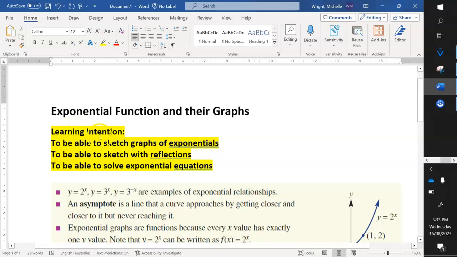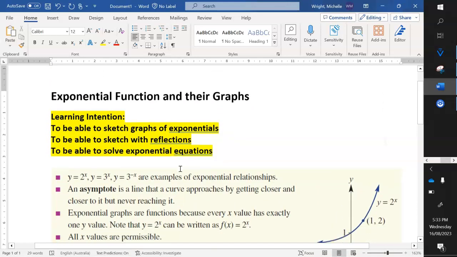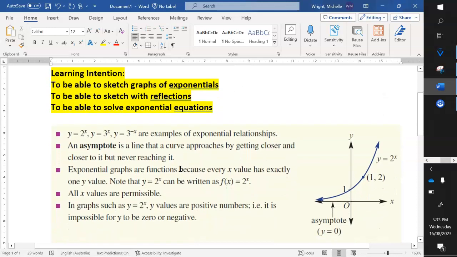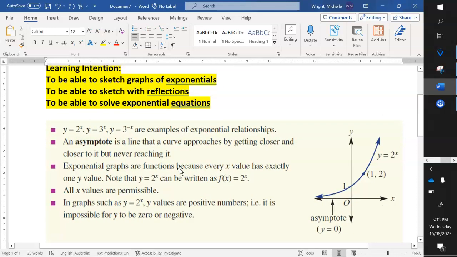So our learning intention for this lesson is to be able to sketch graphs of exponentials, be able to sketch with some reflections, and maybe solve some equations. We'll see how we go. Okay, so you should have this worksheet with this information on the desk in the front of the classroom. So make sure that you get that given to you and you work from that, and you can glue that in your books at the end.